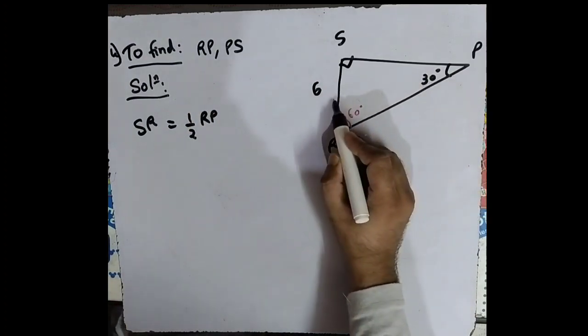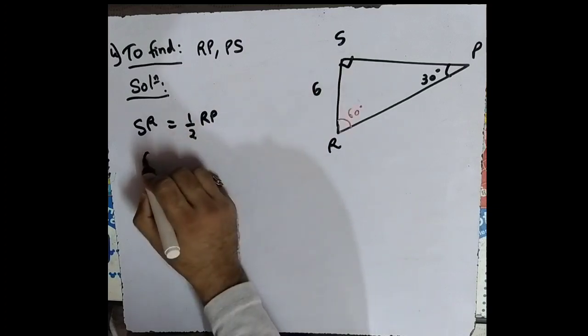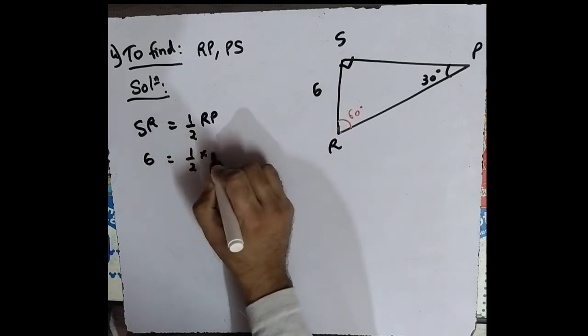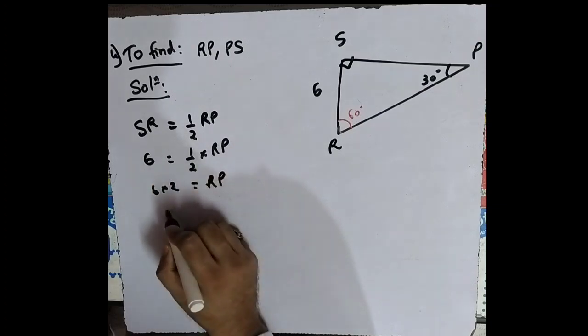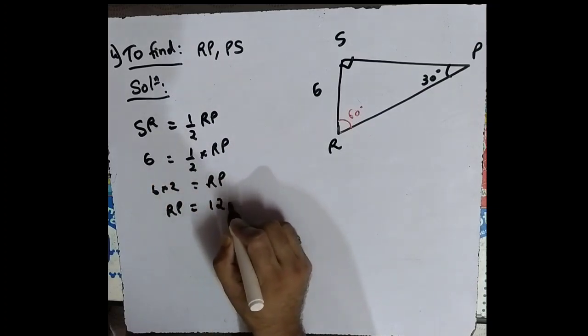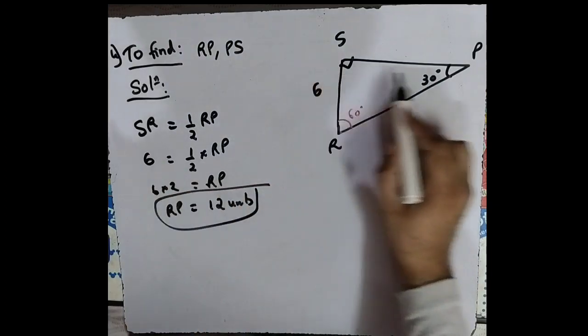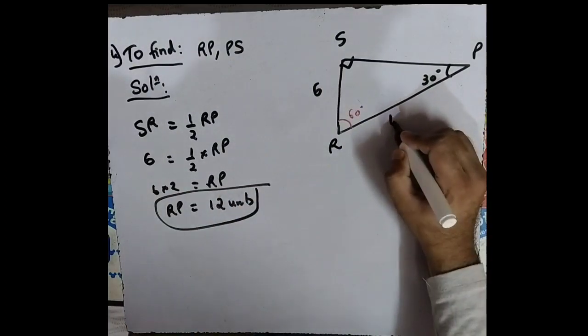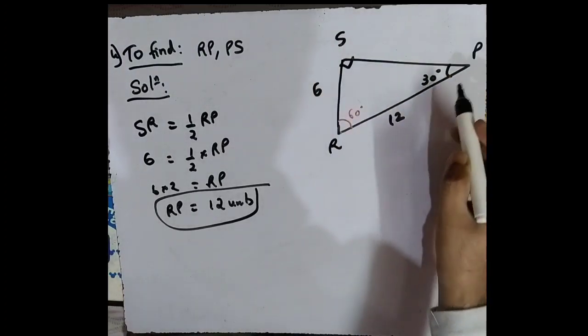The side opposite to 30 degrees is half of the hypotenuse. SR is 6, equal to half into RP. 6 into 2 is equal to RP. RP will become 12 units. Now we want to find out PS. RP we just found out is 12 units.